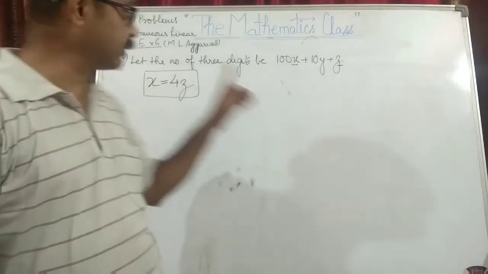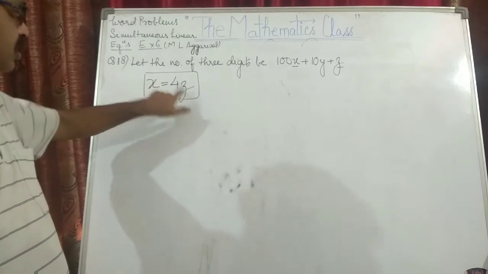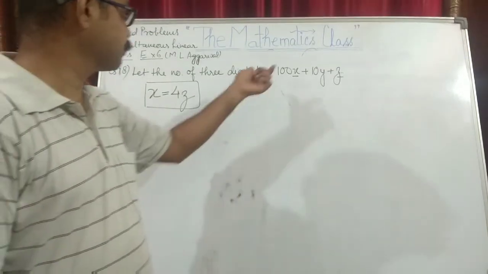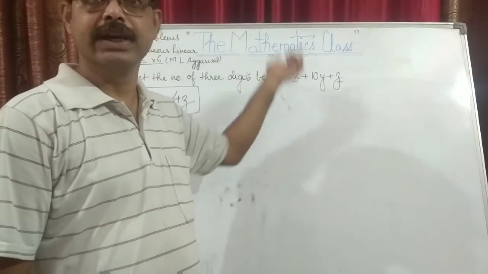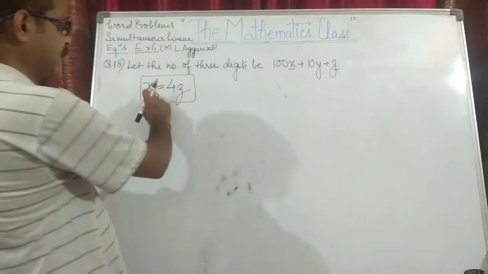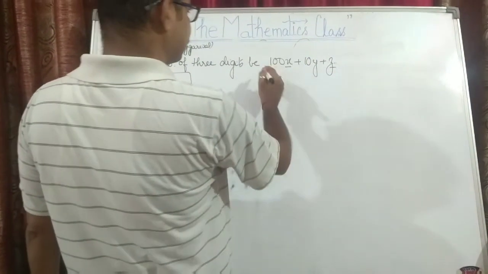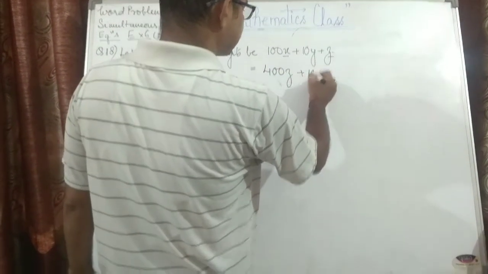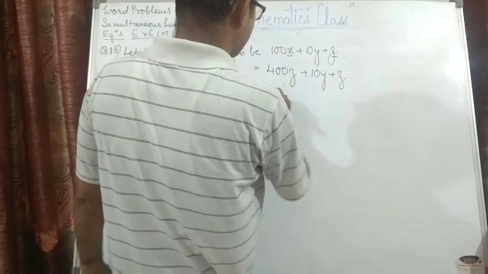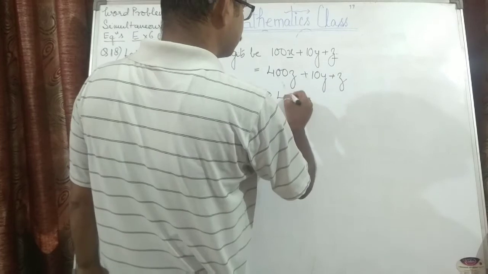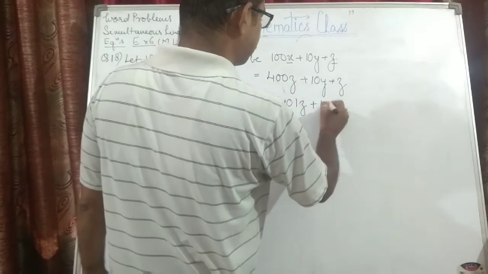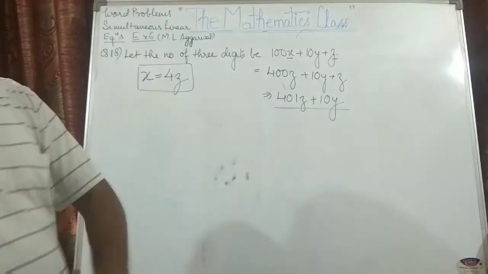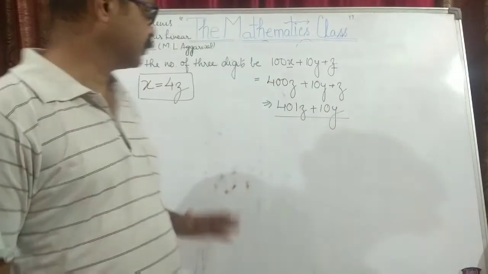So that is why it is given, so that we can convert either x into z or z into x, right? That is why one statement is given: the digit in the hundreds place is 4 times the units place. If you replace x by 4z, this will become 400z plus 10y plus z, or finally 401z plus 10y. You can say that this is now written in the form of z and y. We have eliminated x.